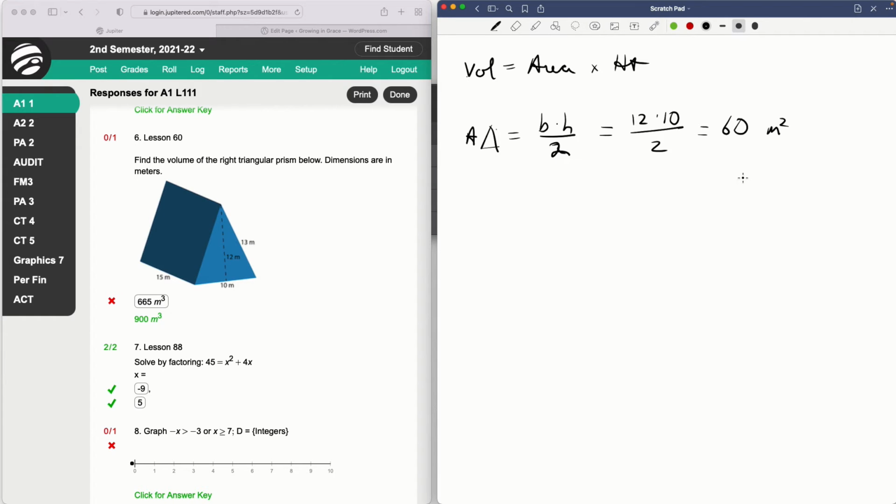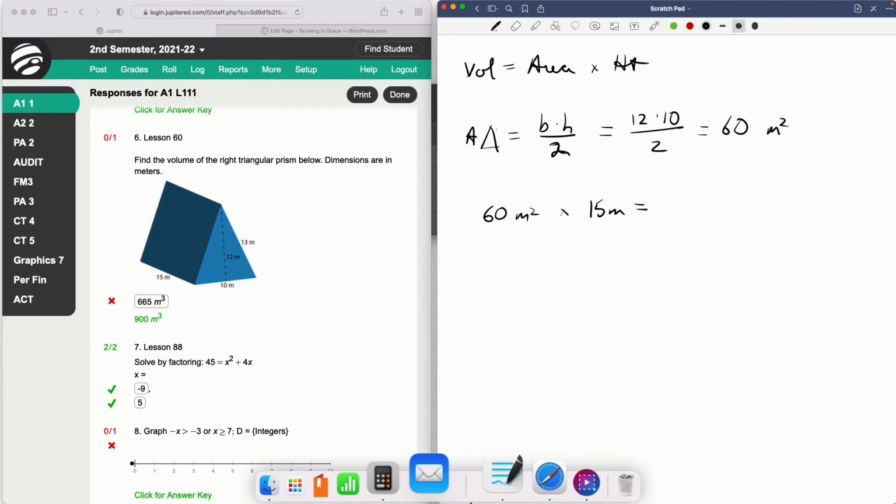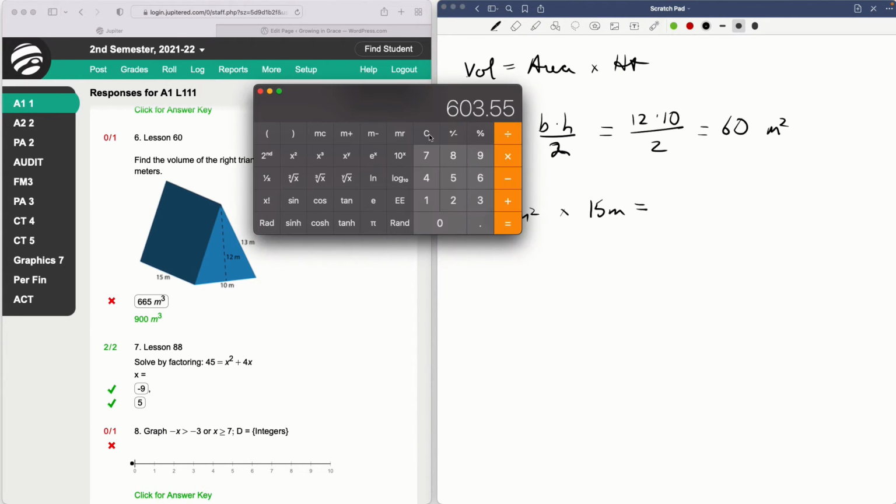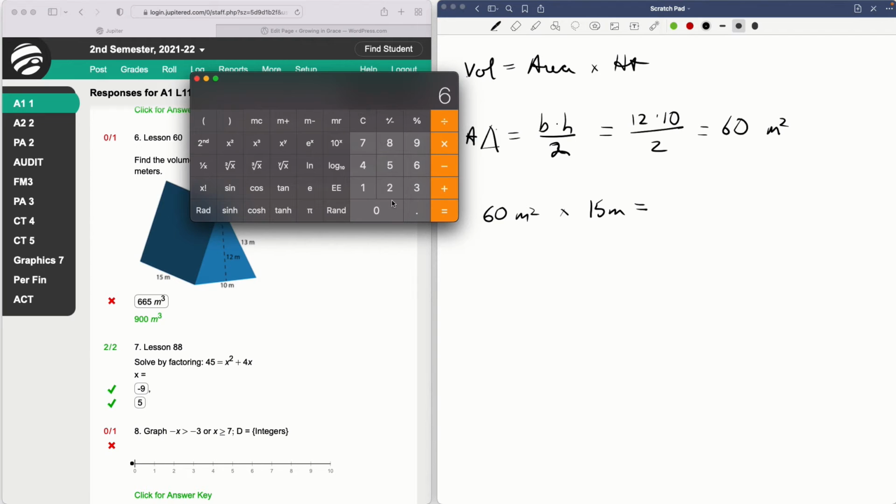squared. All right, so now the depth or the height of this from this area here back is 15 meters. So we're going to take our area, which is 60 meters squared, times 15 meters. And I cannot do that in my head. I am not that good. So 60 times 15 is 900. So it'd be 900, and then we leave a little space, meters cubed.